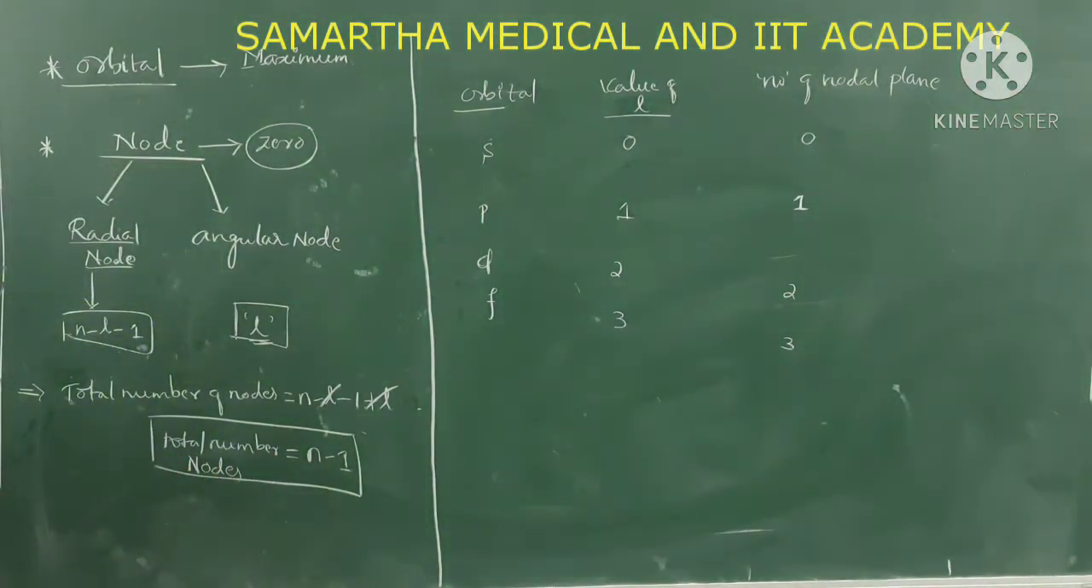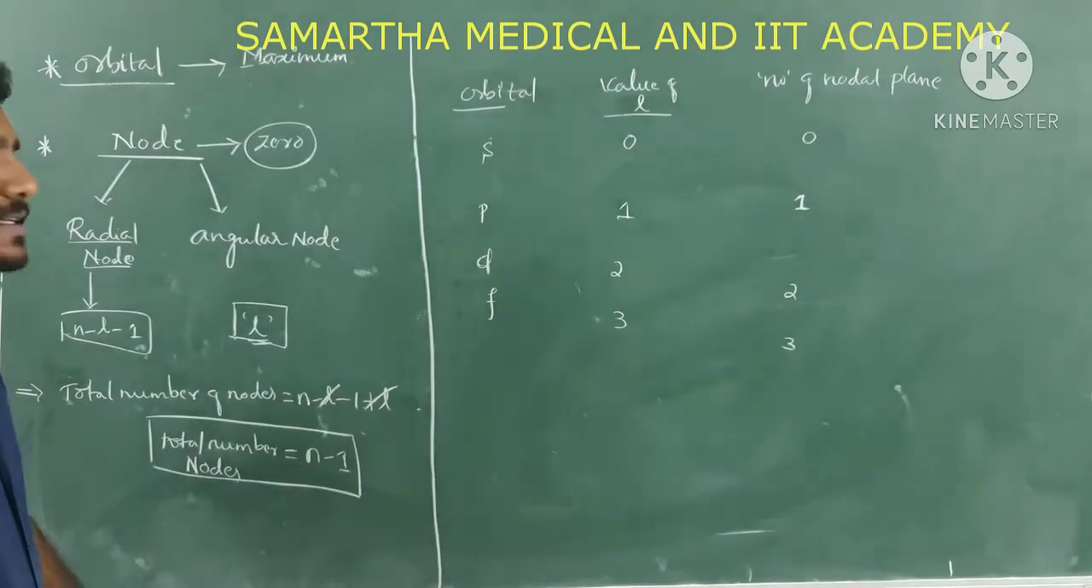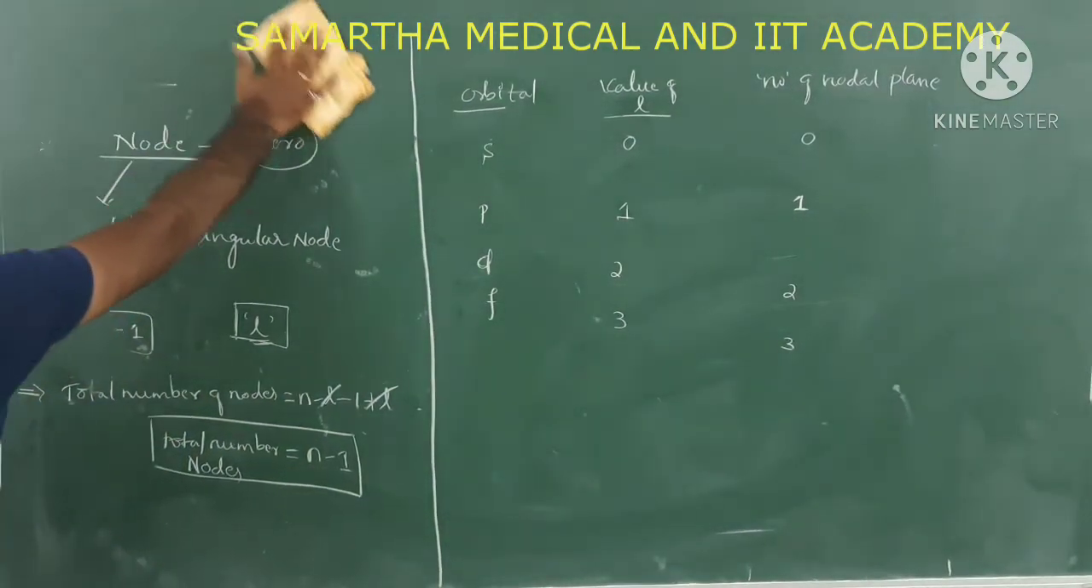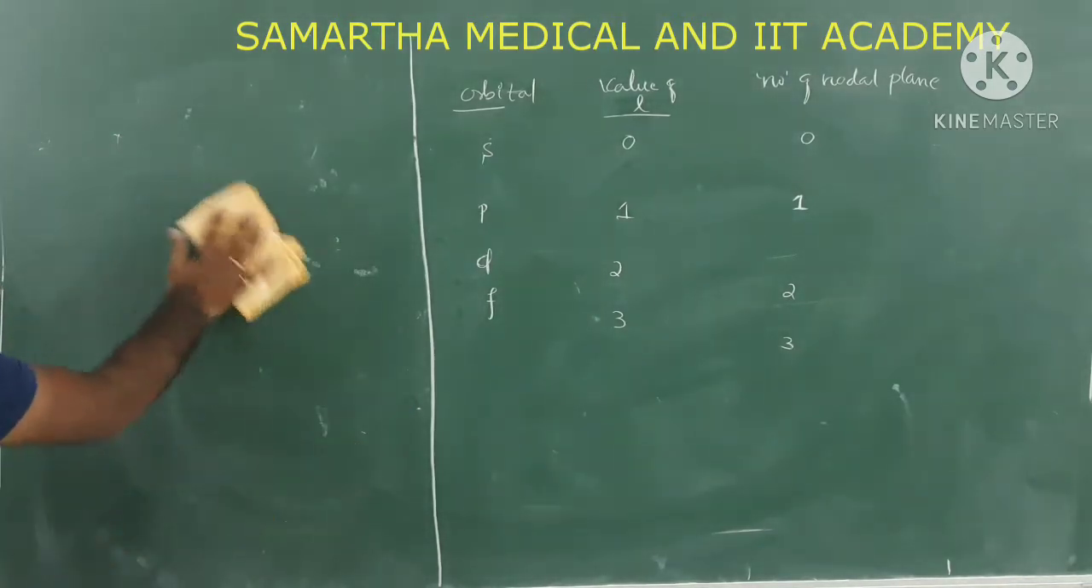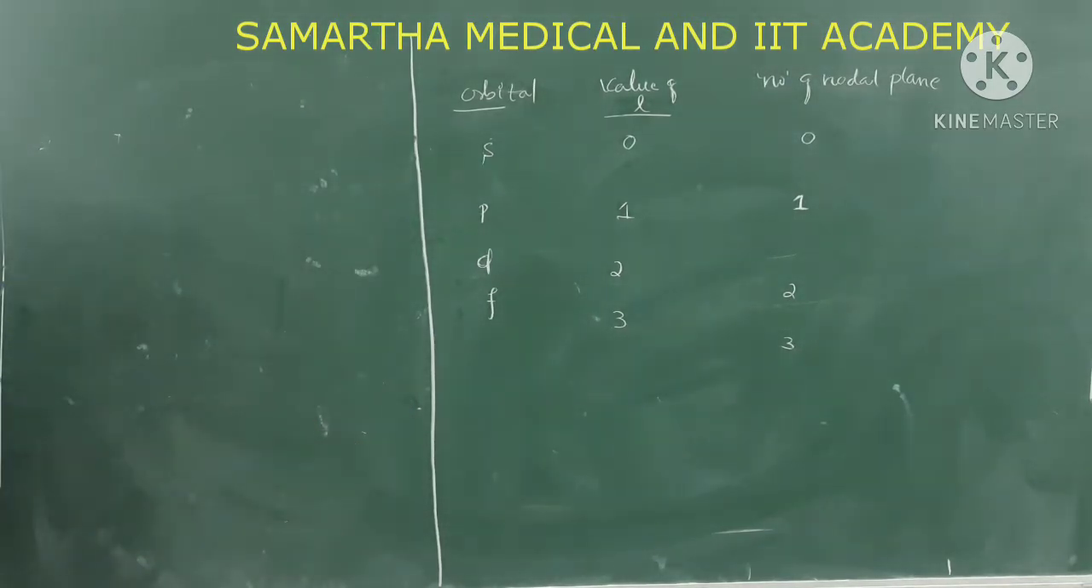Next I am going to take a specific orbital, guys. We will discuss what the radial and angular nodes and the total number of nodes present in those particular orbitals will be. You will get an idea by studying this chart right now.